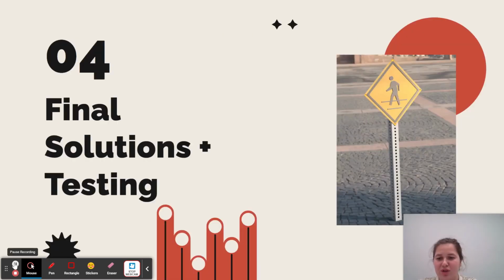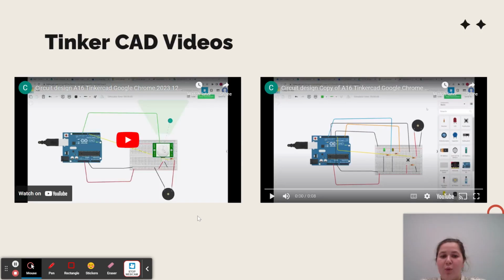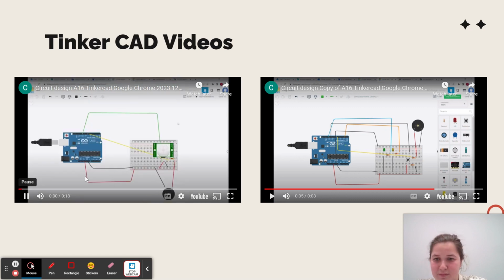Next, we have our final solutions and testing. For our physical prototype, we decided to use Tinkercad. One of our systems includes the button system that gives the blinking light and the audio, and then also a motion sensor that gives just the audio. With our system on the right, we have the audio and the light system. As you can see, when the button's pressed, the lights flash. In our video on the left, we have the motion sensor. When the motion is detected, the sound will go off.